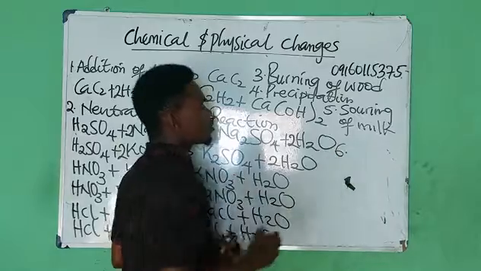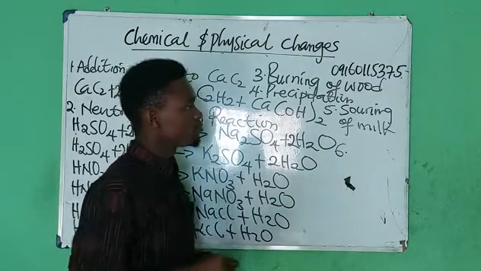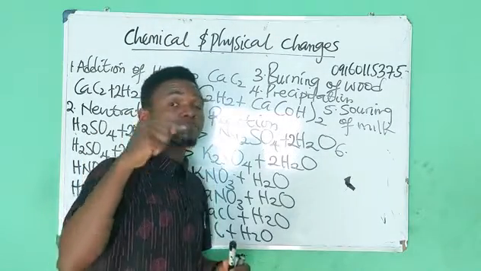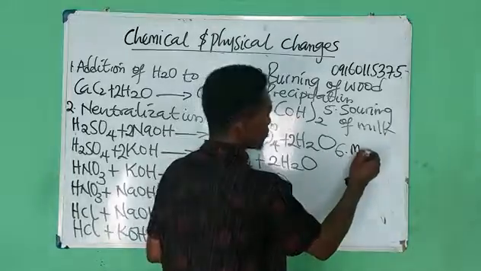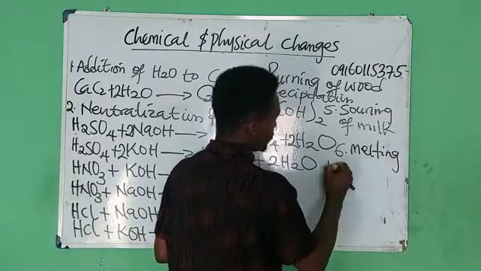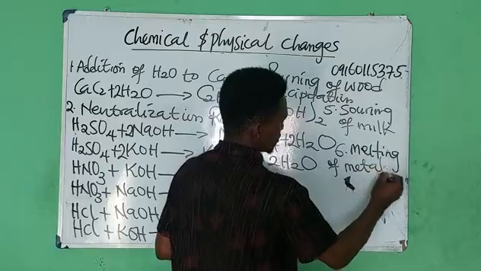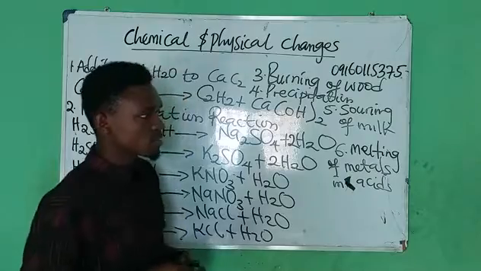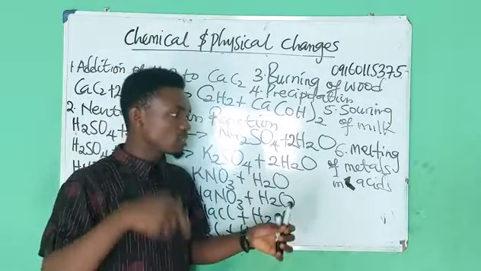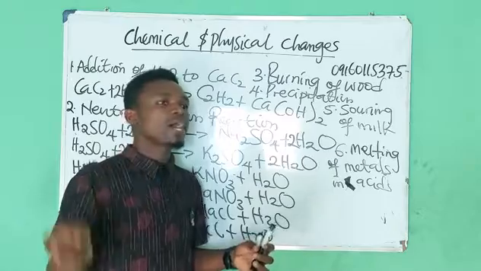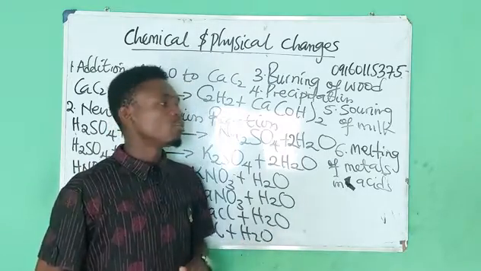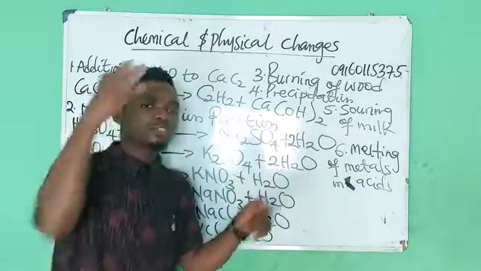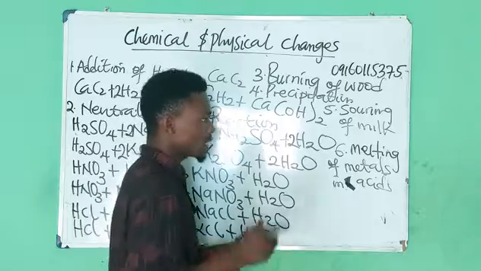Number 6, the melting of metals in acids. When metals are melted in an acid, they cannot be converted back to their metallic states. When it forms a solution, you cannot convert that melted metal to the way it used to be. Okay, take note of that.